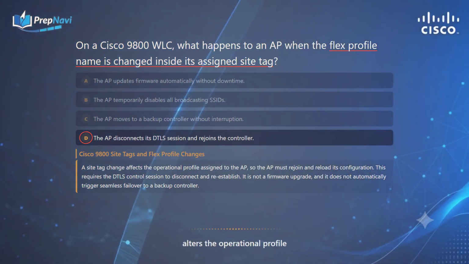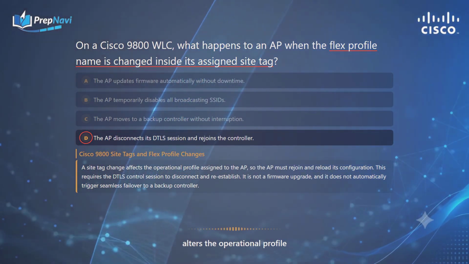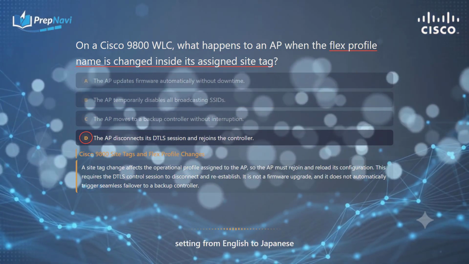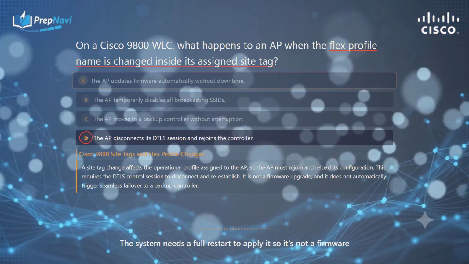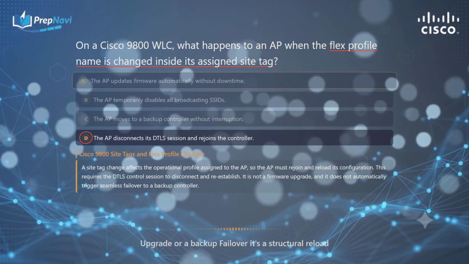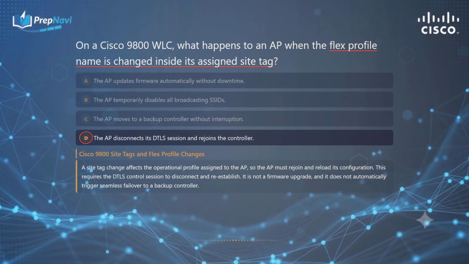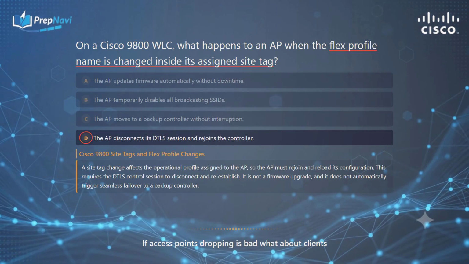Because changing a site tag fundamentally alters the operational profile. It's like changing your phone's core language setting from English to Japanese. The system needs a full restart to apply it. So it's not a firmware upgrade or a backup failover, it's a structural reload. Right, that makes sense. If APs dropping is bad, what about clients?